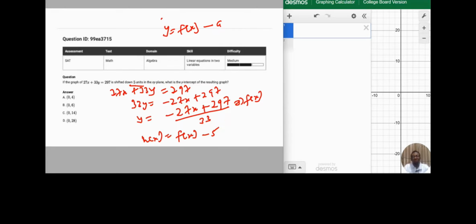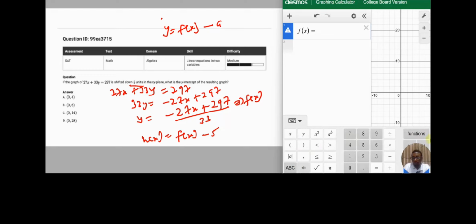So what I will do is look at my Desmos calculator. I will type my function. f of x is equal to minus 27x plus 297 divided by 3. So that has a y-intercept of 9.